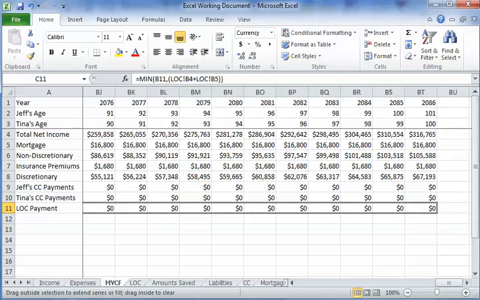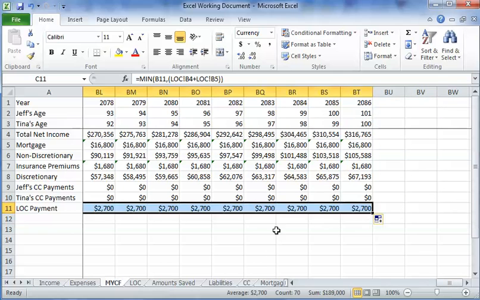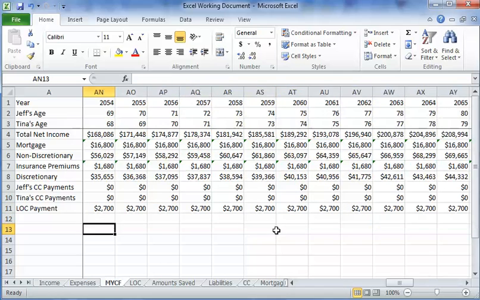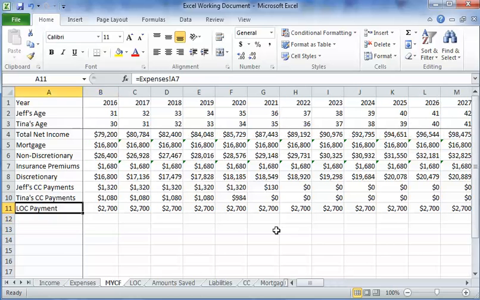Now we know we're only paying interest on the line of credit, so we're just going to keep that like so forever and ever. That's good. But what we might want to do here is we might actually want to pay down some of the principal on that line of credit. And that might be a variable amount depending on how much cash we actually have available in that year. So let's come back and look at that for the next video.